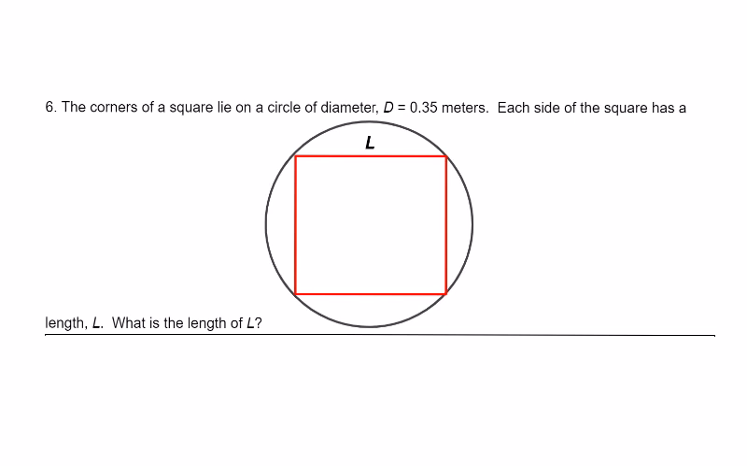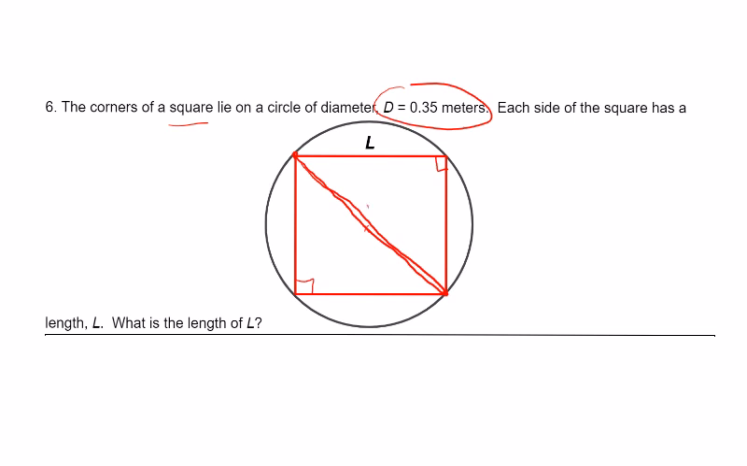So the corners of the square lie on this circle that has a diameter of 0.35 meters. If I think about it, a diameter goes from one side of a circle to the other side, but it has to go through the center. So if I imagine that the center is somewhere around there, my diameter is going to go something like this. In this particular case, it's basically going to split this square that's sitting in the center into two right triangles. Because you remember, if it's a square, these are right triangles.